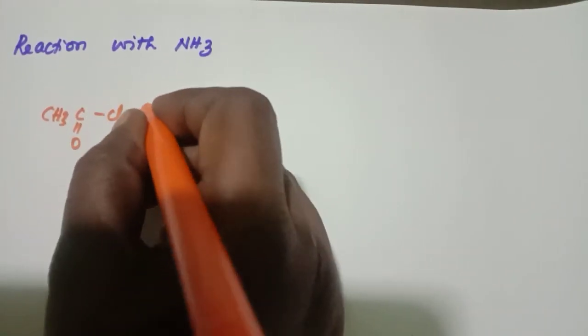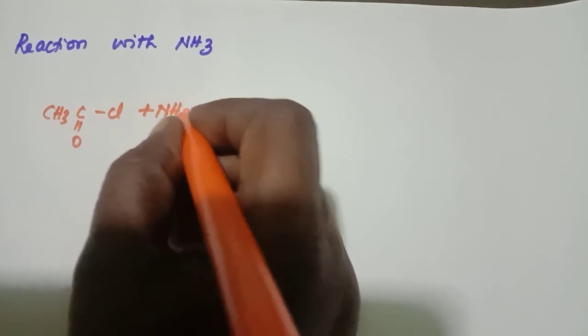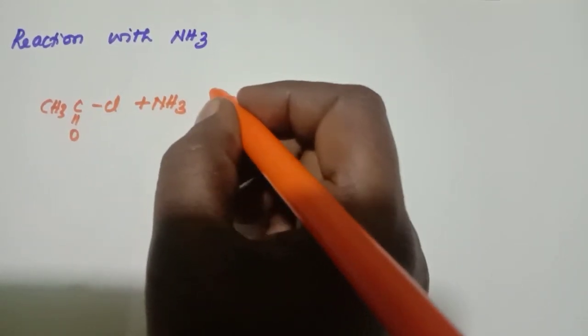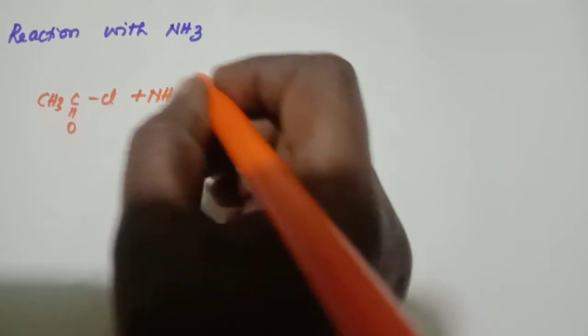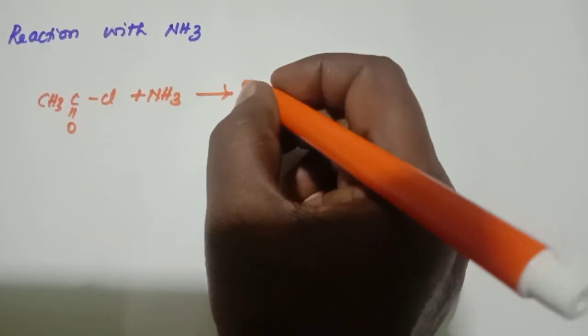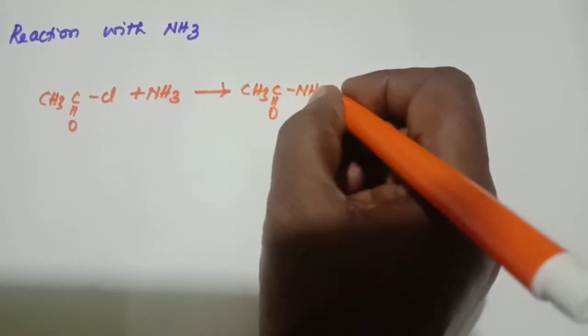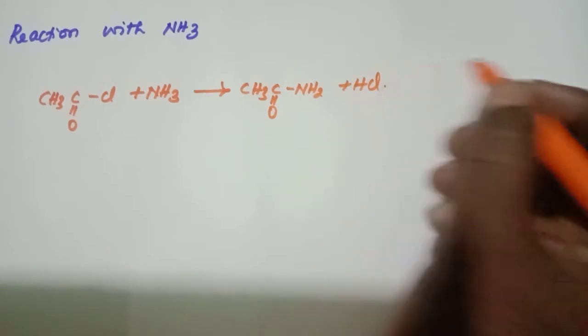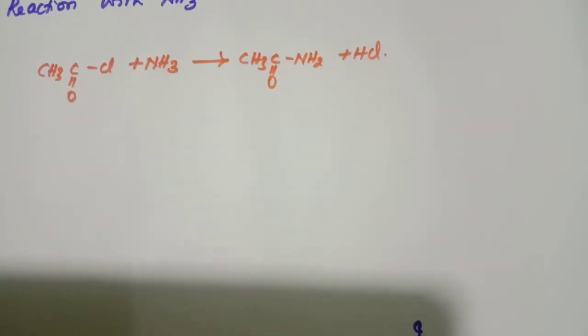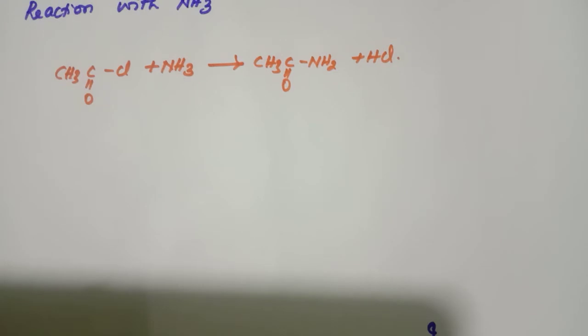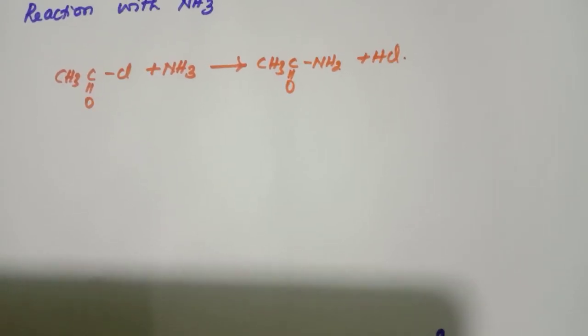Next one is reaction with ammonia. Acid halides, that is acetyl chloride, CH3C=O Cl. When acetyl chloride reacts with ammonia, NH3, it gives amides. Acetamide will be obtained, CH3C=O NH2, and HCl is leaving from the compound.